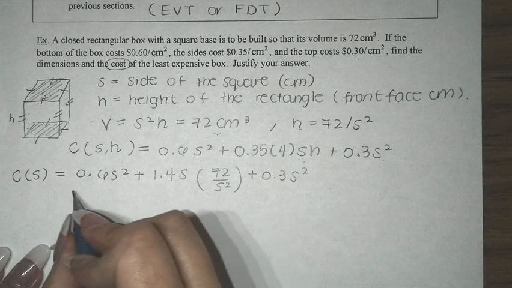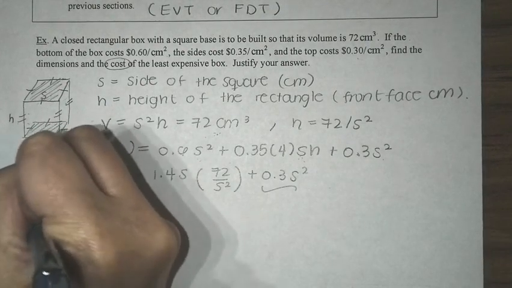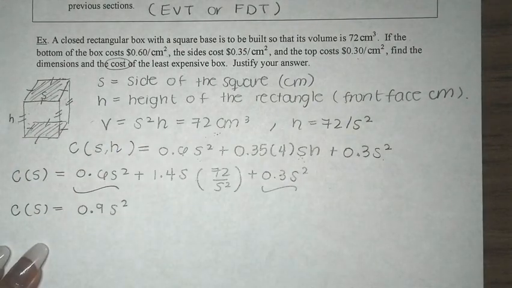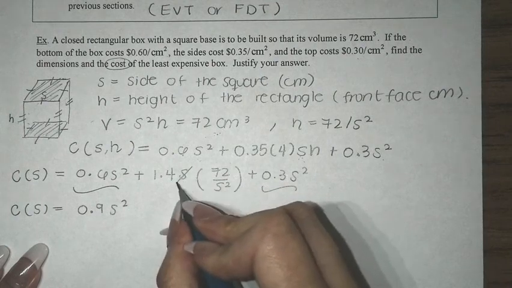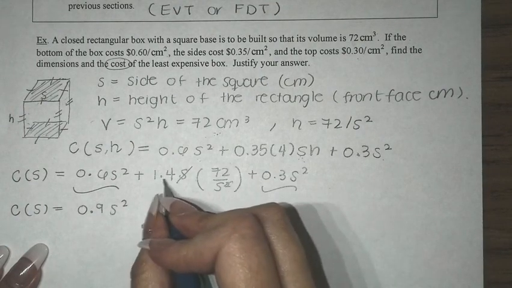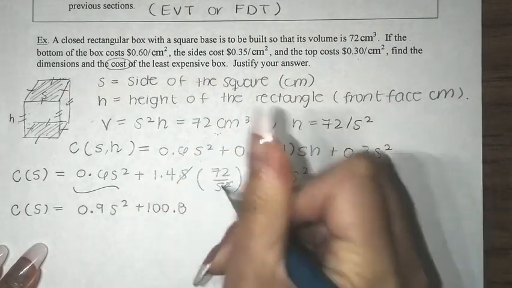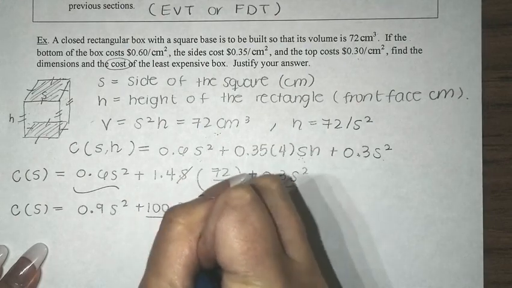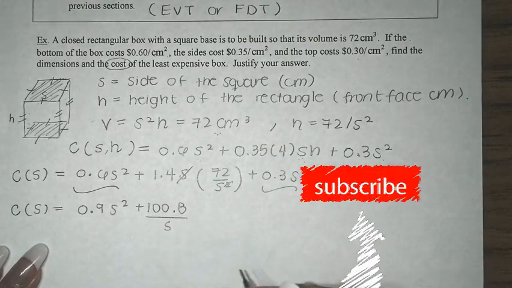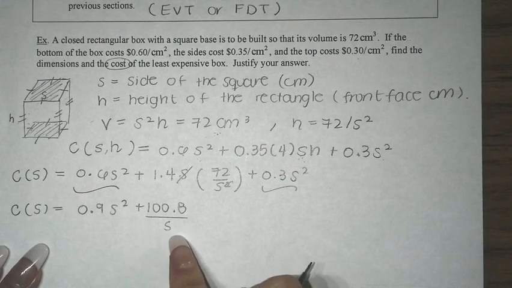So you recognize that this guy and this guy, they are like terms. So that's really good, right? Because you have 0.9 S squared. In addition to that, you recognize that this S cancels with this one, and then I can multiply 72 times 1.4, which gives you 100.8. And then that's going to be divided by S. So this is your cost equation. Honestly, it doesn't look that bad. So that one, it's pretty easy to take the derivative of.